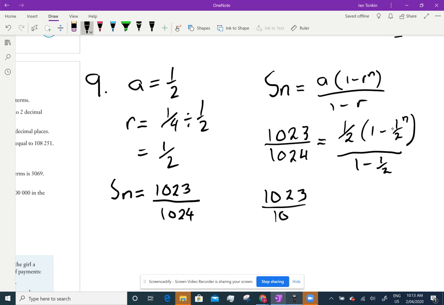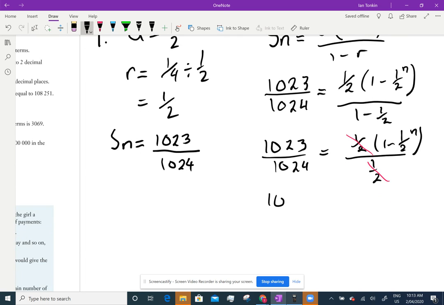So 1023 on 1024 gives me a half, 1 minus a half to the n. What's going to happen to those halves? They're going to cancel each other out. Well, that's good, because that was going to be tricky to deal with. 1023 on 1024 equals 1 minus a half to the n.